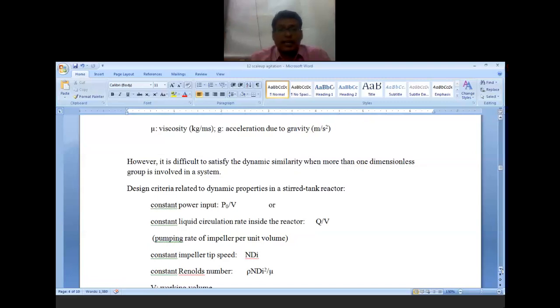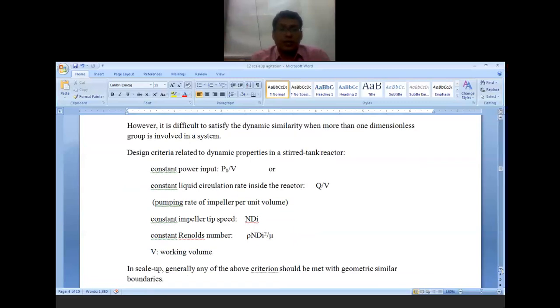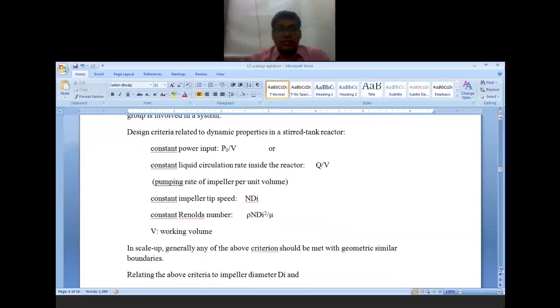limitations. So the design criteria related to the dynamic properties in a stirred tank system are: constant power, that is P upon V, or the constant liquid circulation rate, that is Q upon V. Then constant impeller tip speed, that is N into Di, which is nothing but the velocity. Then constant Reynolds number, that is N rho N Di square upon mu.